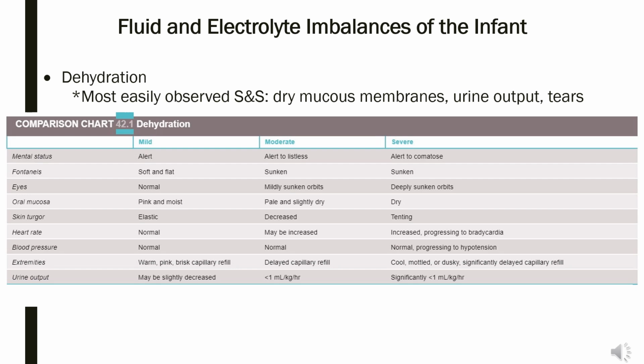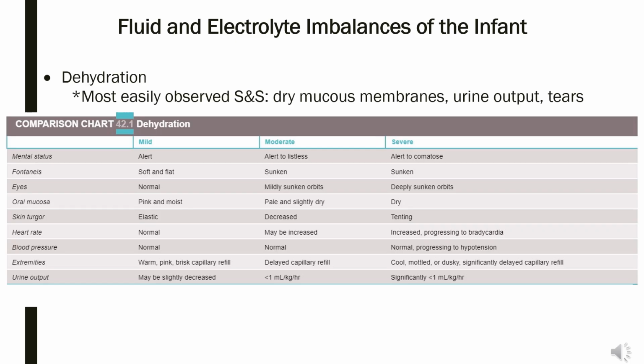Oral mucosa changes from pink and moist to pale and dry in moderate dehydration, and then very dry in severe dehydration. Skin turgor is another key assessment. In mild dehydration, the skin is elastic. In moderate dehydration, the skin returns slowly. We see tenting in severe dehydration, where the skin remains elevated after being pinched.